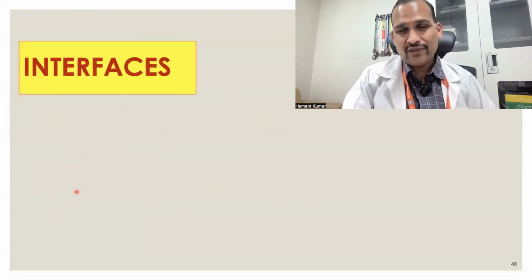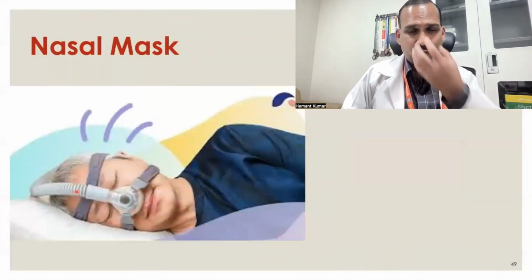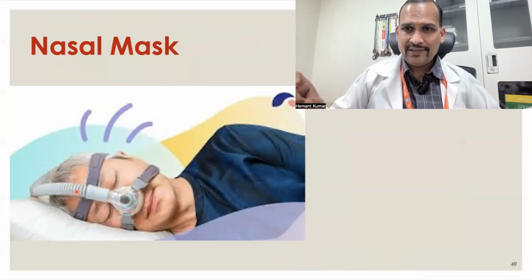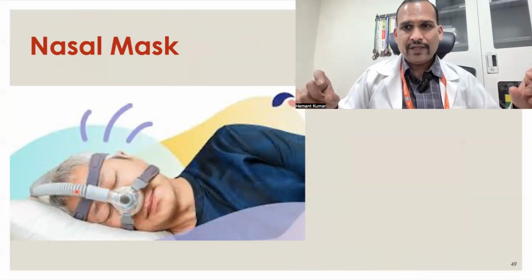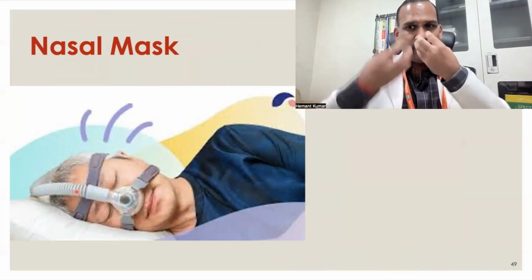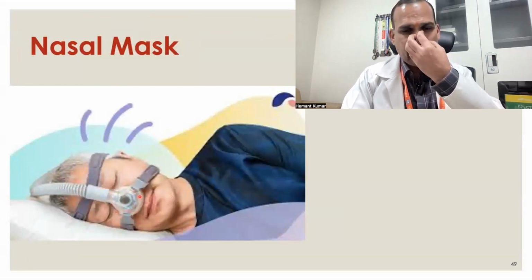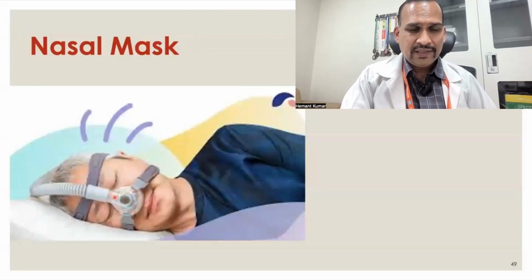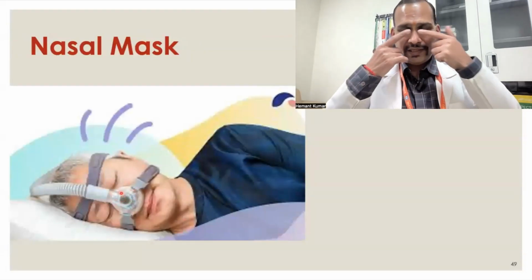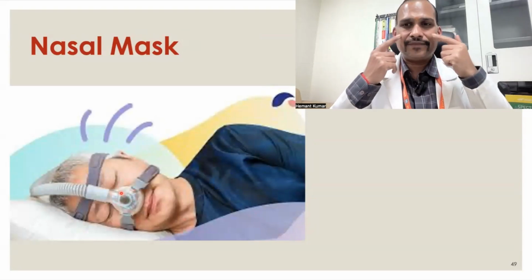Now interfaces. What is the meaning of interfaces? The mask that we are using. So there are three things: the machine, the tubing or pipe, and the mask. The machine will give pressure, and through the mask, the pressure will go inside. There are many interfaces, like the nasal mask. The pressure is given through the nose. The problem is that it can cause some ulceration here, because we are giving pressure and it will press here.